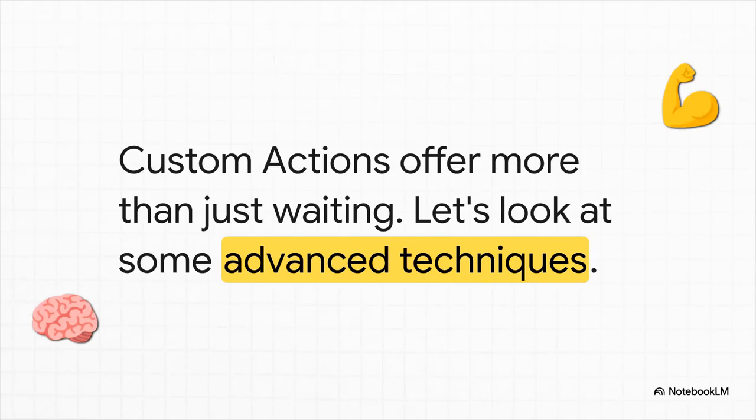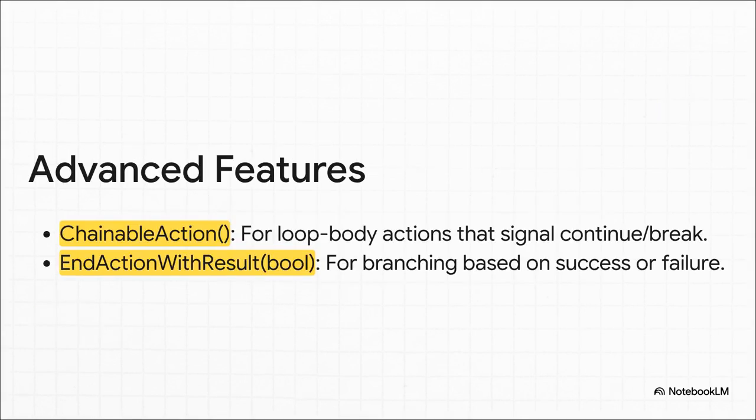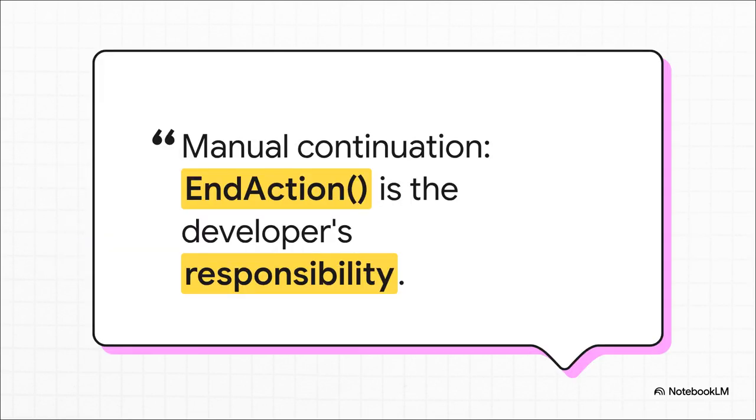But it's not just about waiting. This is where you get some real power-ups for your game logic. For example, you can make actions that loop, or actions that report back if they actually succeeded or failed. And this brings up a super critical rule. If you forget to call End Action, your logic will literally wait forever.